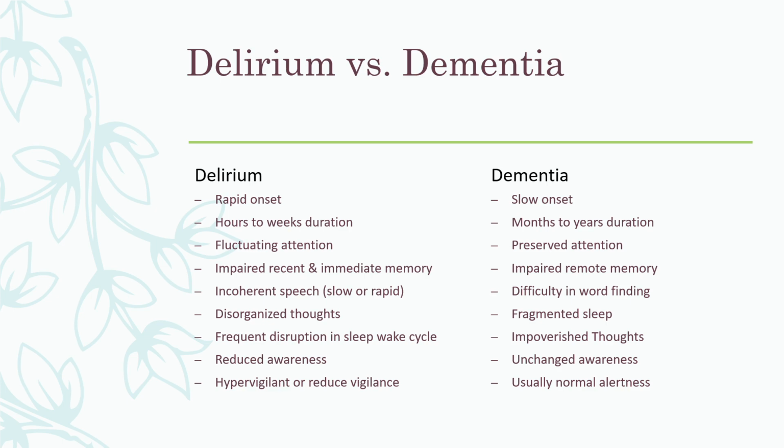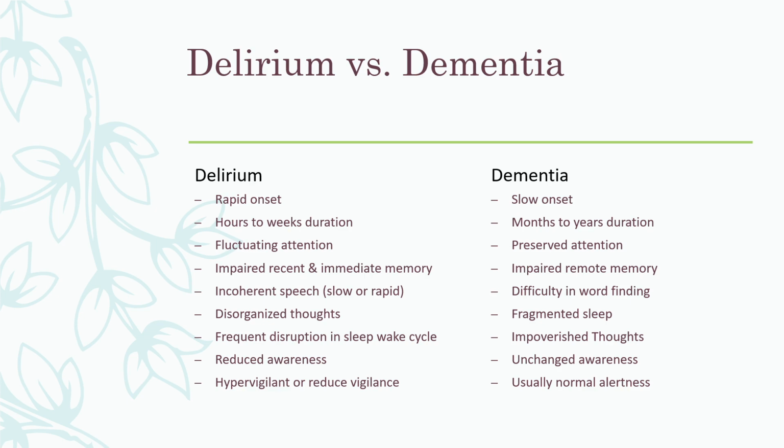You have fluctuating levels of attention, impaired recent and immediate memory, incoherent speech, could be slow, could be rapid, disorganized thoughts, frequent disruption in their sleep-wake cycle. A lot of times they're up during the night, sleeping during the day, just changing their pattern, kind of like a baby's offset schedule. Reduced awareness and hypervigilance, or maybe even reduced vigilance. There's not even any jump if someone were to come up behind or open the curtain, just no movement at all. Now, dementia, it's more of a gradual, slow onset, okay?